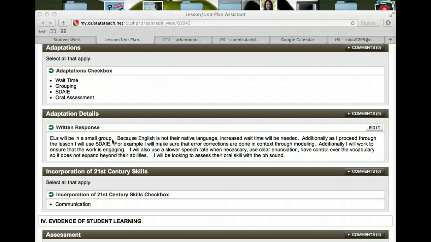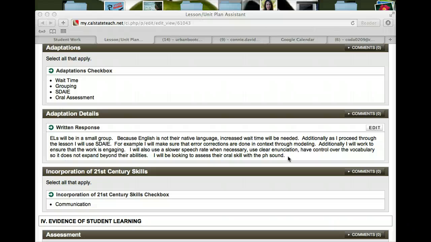Adaptations. They're going to be in a small group. Okay, that's fine. Because English is not their native language, increased wait time will be needed. Additionally, as I proceed through the lesson, I will use CDI. All right, so now I'm going to think, what is the CDI? For example, I will make sure that error corrections are done in context through modeling. I'm not exactly sure what that means. You're going to say the word and then you're going to repeat the word. I don't know what that means.